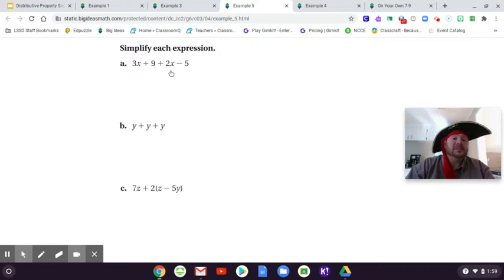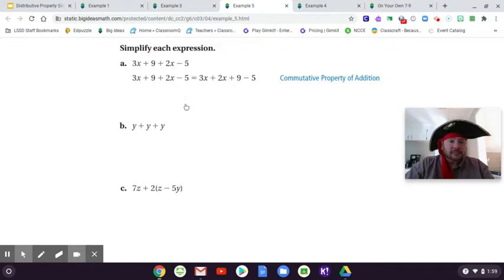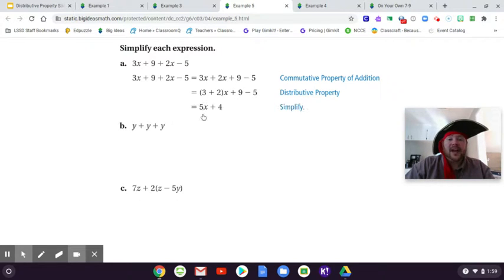So 3x plus 2x, you can put those together. And again, when you're adding, you can rearrange things, and it's fine. So the 3x and the 2x, you can put them next to each other. And then you have the plus 9 and the minus 5, so you have plus 9 and minus 5 next to each other. That's the commutative property of addition, rearranging. And then 3x plus 2x is 5x, and 9 minus 5 is 4. So our final answer, simplified, is 5x plus 4. Hopefully you did that well.